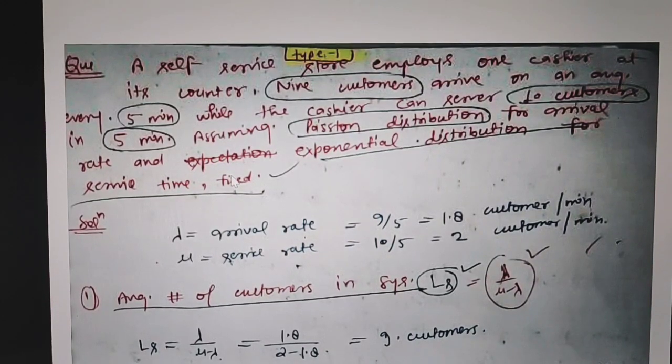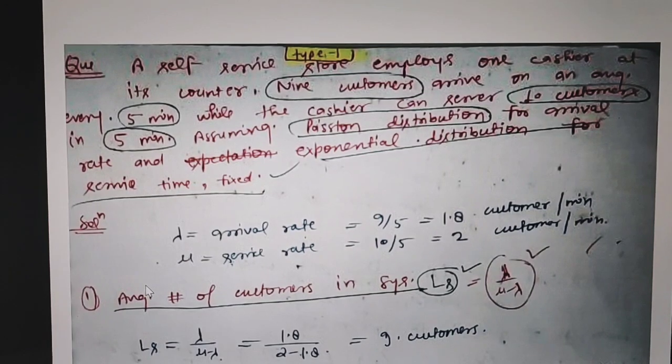So first, we have to find lambda and mu. Lambda is the arrival rate, and mu is the service rate. For the arrival rate, 9 customers are arriving on an average every 5 minutes, so it will be 9 by 5. We can write it in mathematical form as 1.8 customers per minute. To simplify our problem, I have written 1.8 customers per minute.